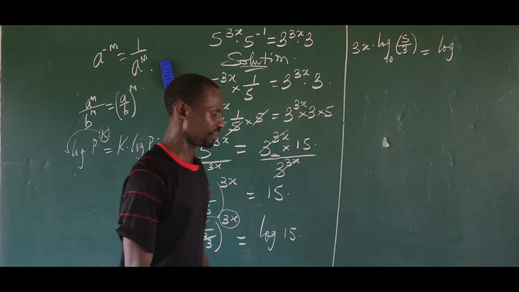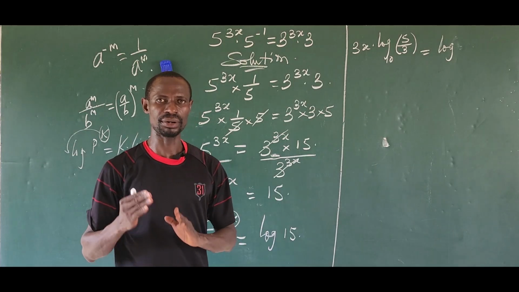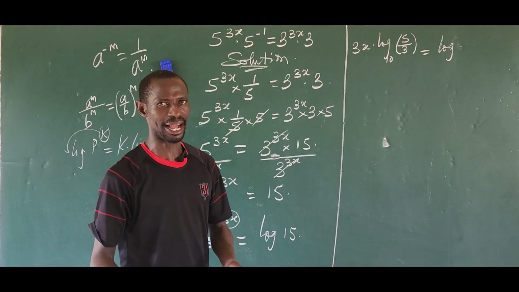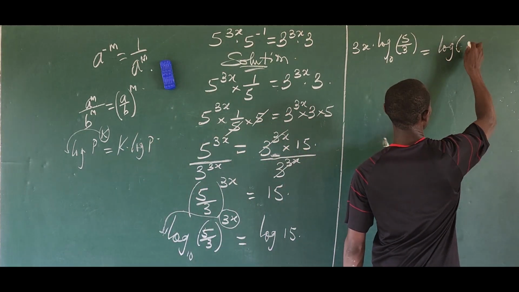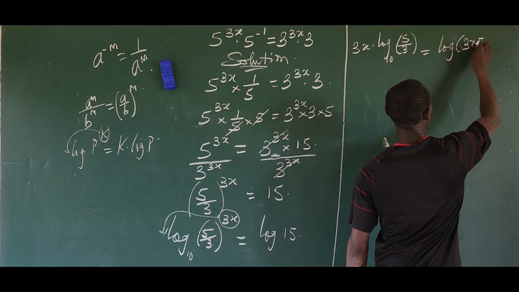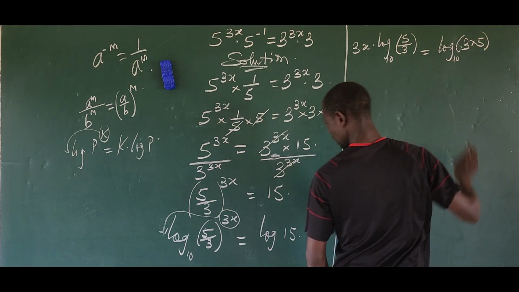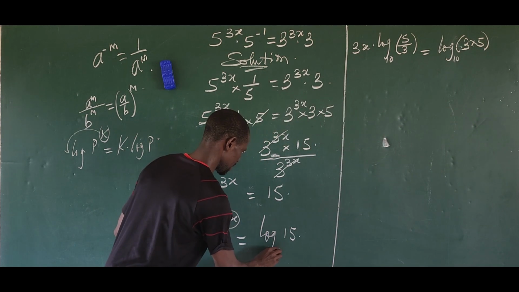Now let's look at log 15. Log 15 can be broken down into 3 times 5. So we can rewrite this as log of bracket 3 times 5, base 10. Right? Good.